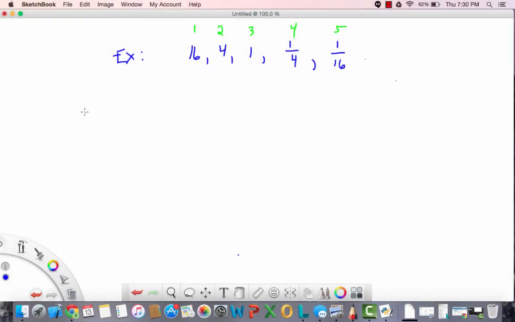Let's say that we want to find a sub 6. That's the sixth term here, and we know the pattern already. We take a term, we multiply it by 1/4 to get the next term. So this sixth term should be 1/16 times 1/4, which is 1 over 64. Let's see if our explicit formula will give us the same answer. So let me just jot that down again. And let's keep in mind that R is 1/4.